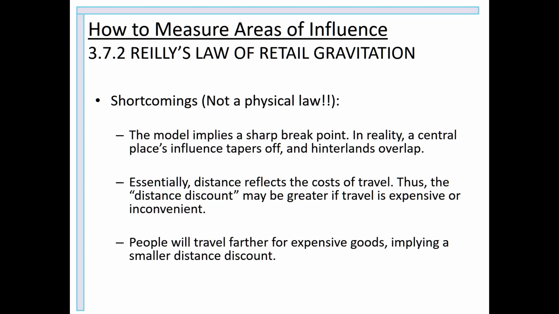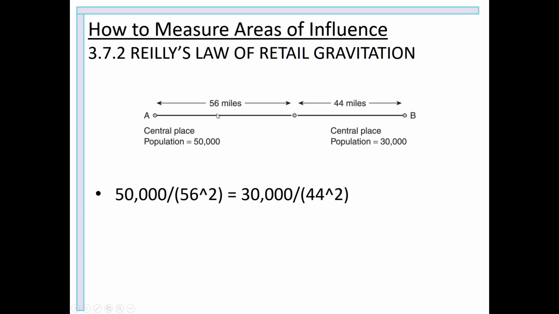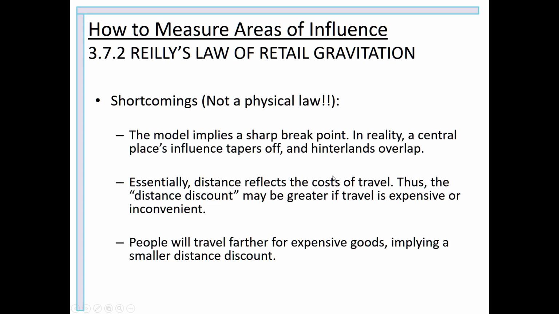Now this model has some shortcomings. The first one is that the model implies a sharp break-even point. In reality, a central place's influence tapers off and hinterlands overlap. So usually, instead of everybody up to here buying here and everybody up to here buying there, there is some overlap between hinterlands.